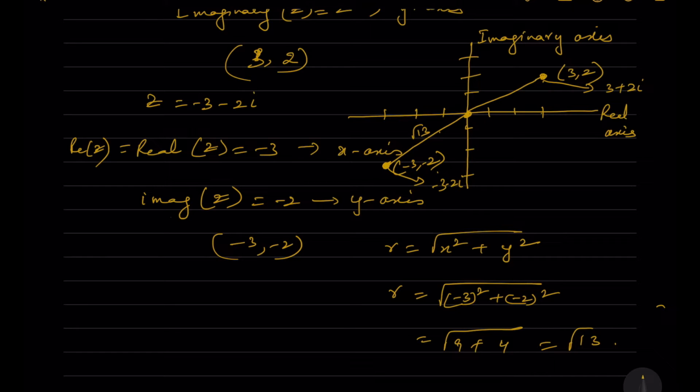Even from here to here also it is root 13, because you know that x square plus y square is nothing but again 3 square plus 2 square, which is equal to 9 plus 4 under root, which is equal to root 13. So now how to find out from the origin to that point on the Argand plane the distance, origin to the given point, you have to use this r is equal to root of x square plus y square.